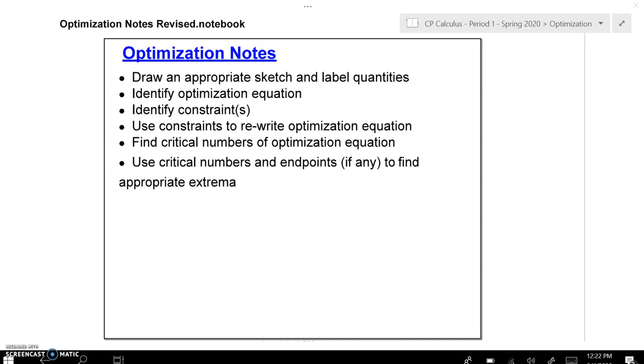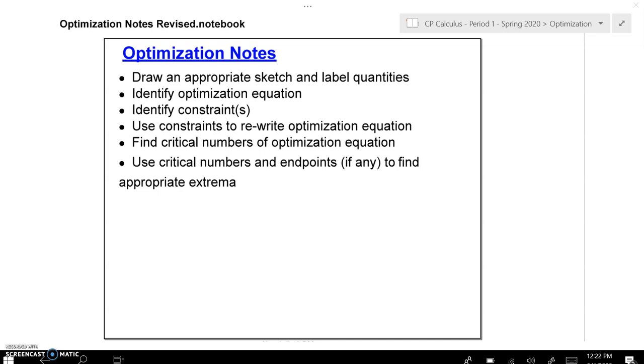Essentially, that's the equation, the thing that you are trying to either maximize or minimize. It might be volume. You're trying to get the most volume out of something. It might be the area. You're trying to minimize the amount of material that you use to make a box or a can or something like that. So whatever that ends up being, that is what you're optimizing.